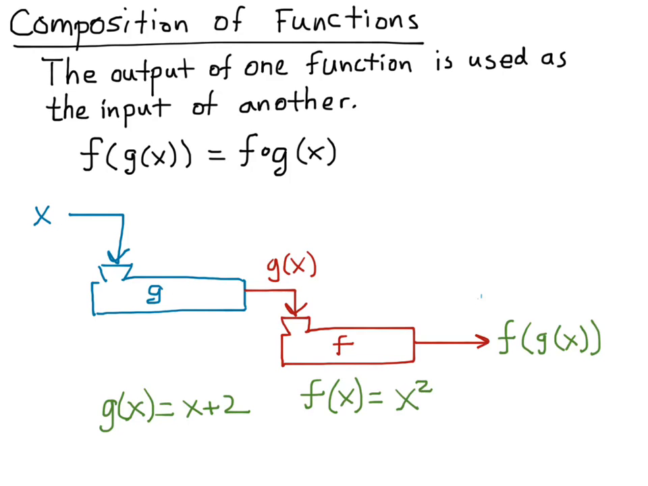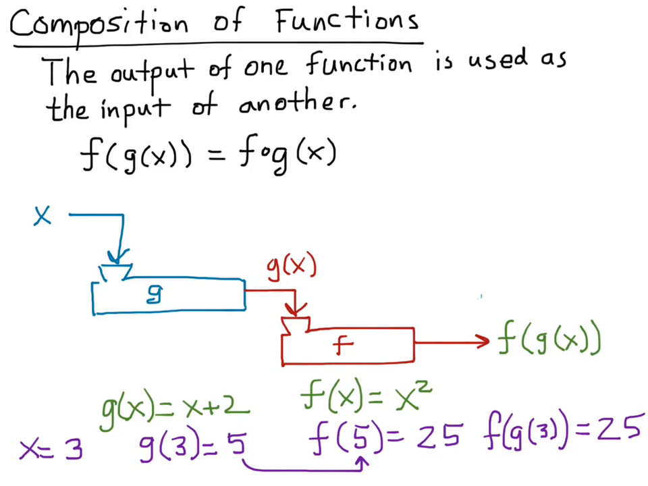So let's say we have two functions, one of them g at x is x plus 2, the other one is f at x equals x squared. If I put in a value, let's say x equals 3, that means 3 is going to go in here and we're going to get a 5 out of there because I'm adding 2 to 3. And then I'm going to take that 5 and put it in f, and so I get 5 squared, which is 25. So f composition g at 3 is 25, is the way you would read that.